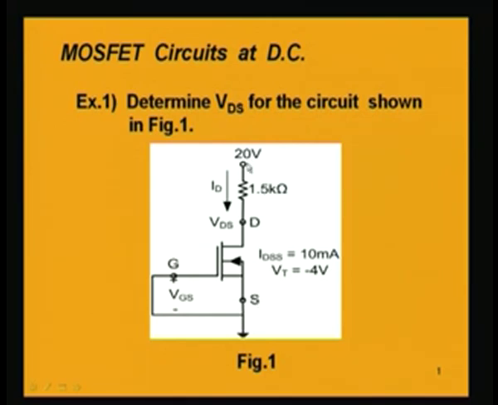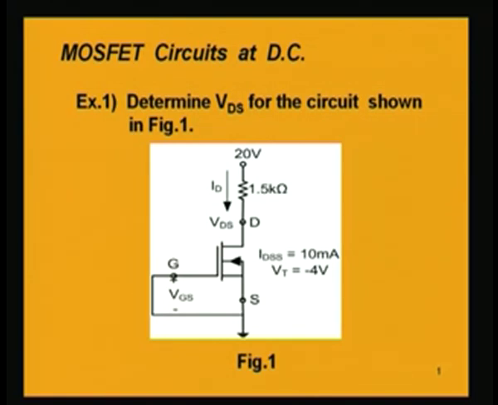A 20 volt supply is there and a resistance of 1.5 kilo ohm is connected between the voltage supply and the drain terminal, and here the gate terminal is shorted to the source. Now, we are asked to find out the VDS, that is, what will be the voltage between the drain and source.